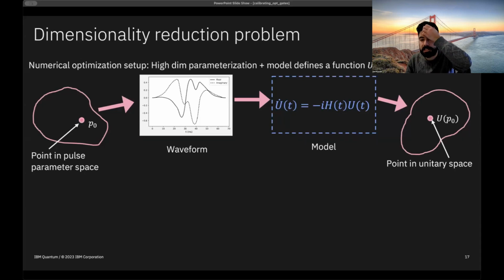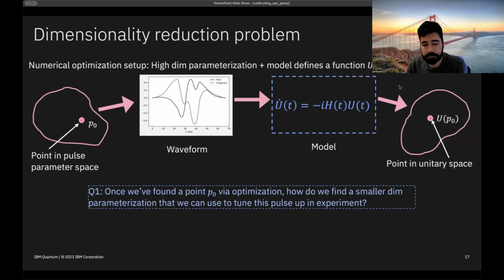Okay, so the dimensionality reduction problem. This is the setup. It's similar to that slide on the ingredients part, but I'm not looking at objectives here. I'm just thinking about starting with a point in parameter space. I have my parameterization, which could be high dimensional, and I have my model. Together, my parameterization plus my model basically define a mapping from parameter space to unitary space. So given a point in parameter space, construct a waveform, simulate the model, get a point in unitary space.